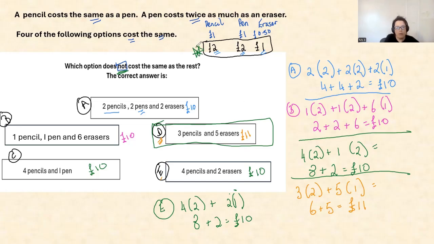If you picked a completely different number, let's say you decide that the pencil is worth £30, very expensive pencils, then the pens would have to be £30, and the erasers would be half, so the erasers would be 15. If you put those values in, you're going to get a different answer, but the answer you get for the others should be the same as each other, and in D you will get a different answer, meaning that D is the odd one out.